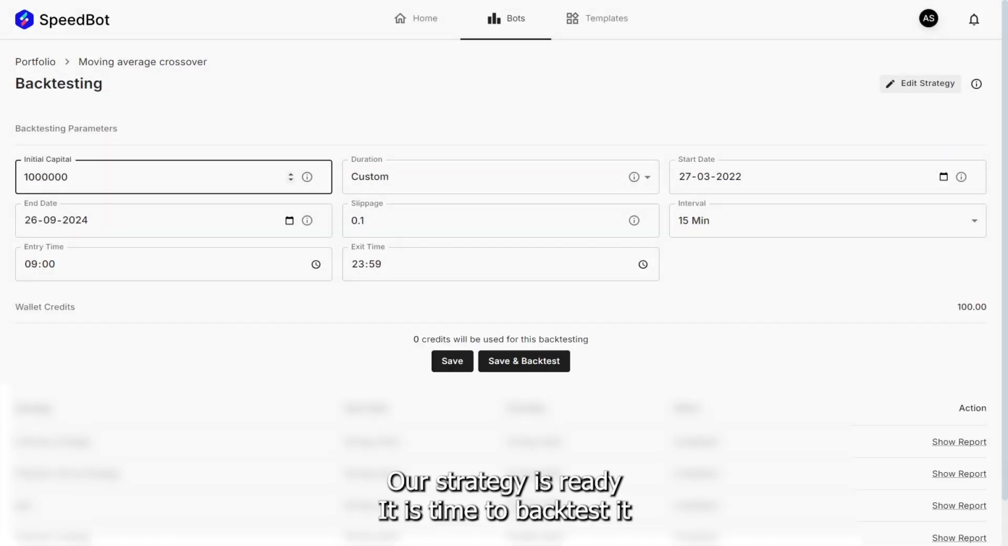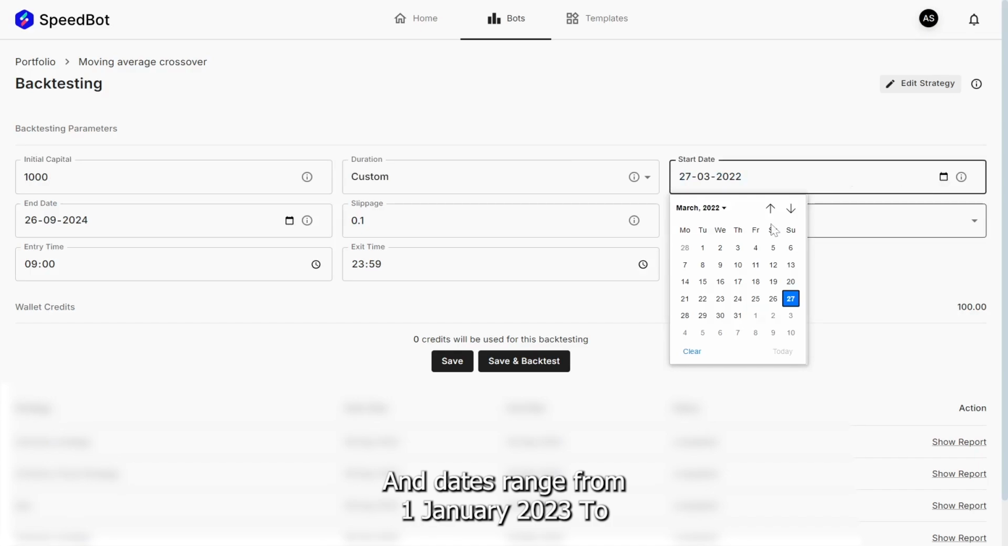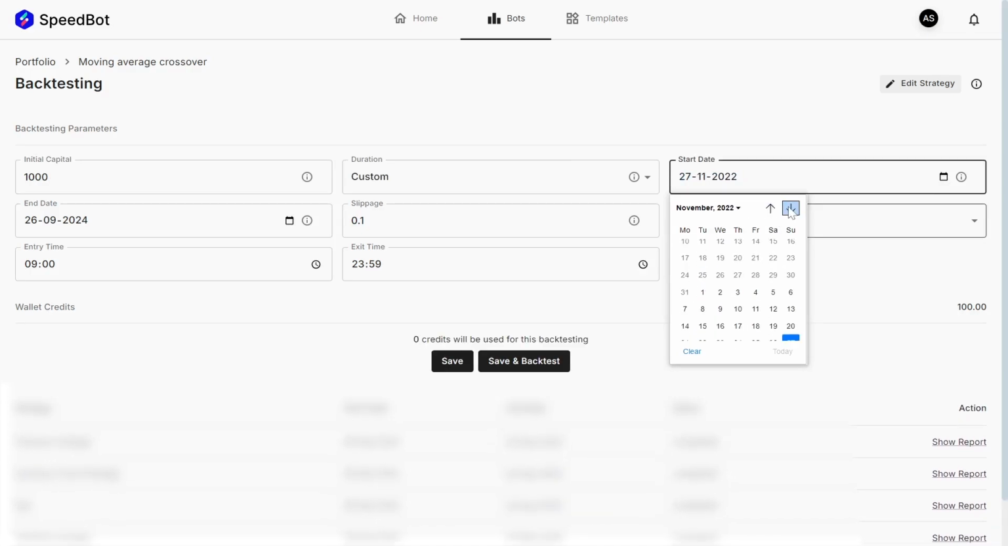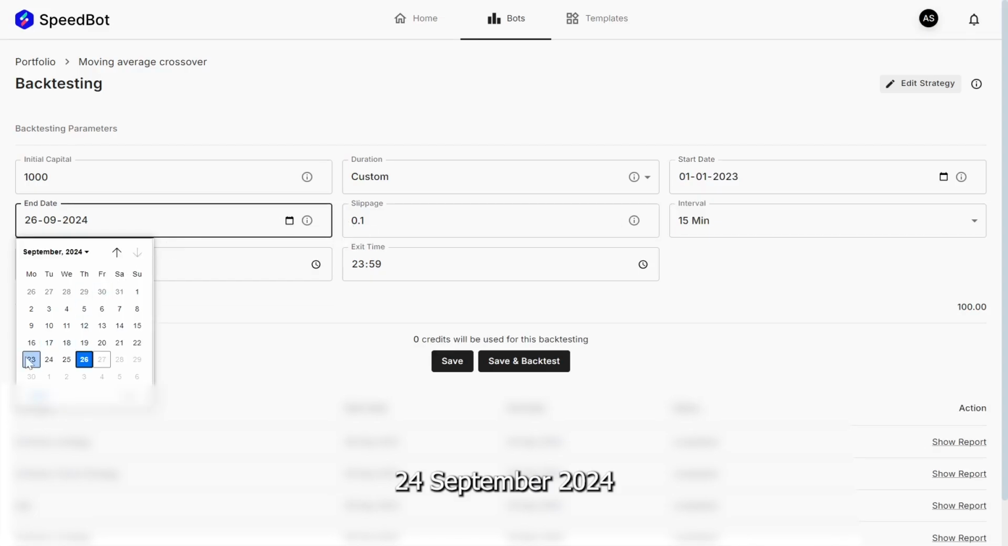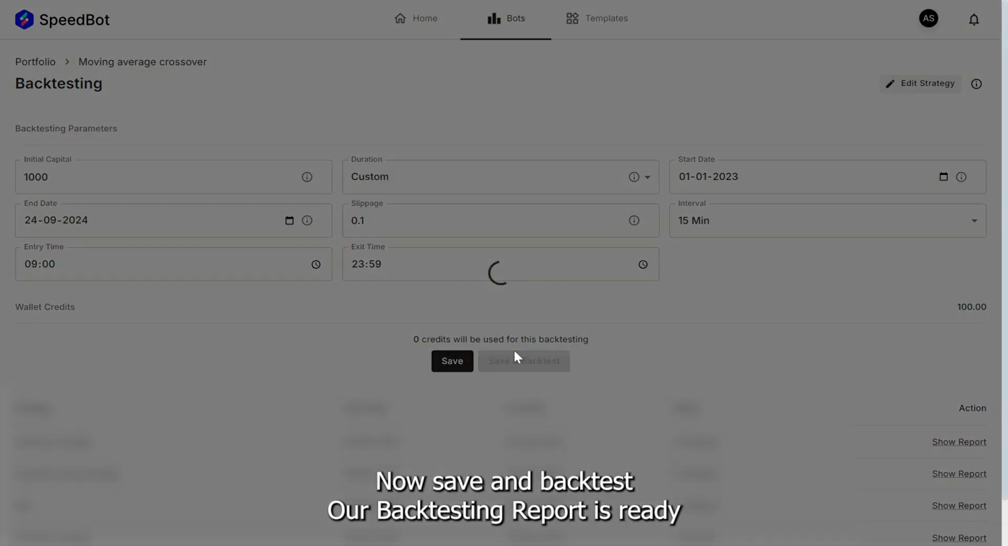It is time to backtest it. For backtesting, we will take a capital of $1,000, and the date range from January 1st, 2023 to September 24th, 2024. Now save and backtest.